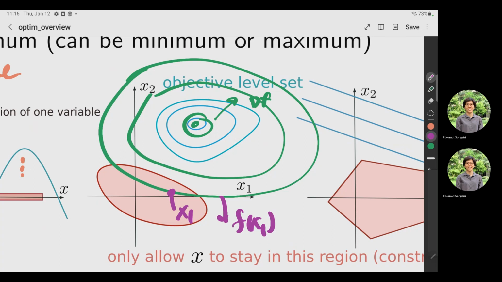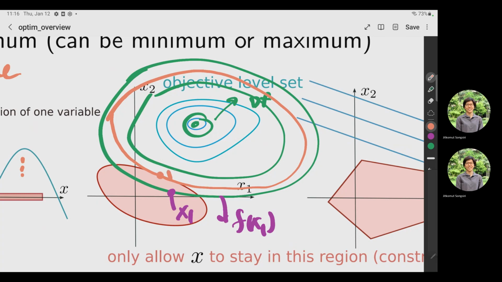But is that choice optimal yet? No, because the smaller the level set, the smaller the function values. My aim is to minimize the objective, right? So why don't I use this contour? Why don't I pick this level set? I know immediately that the orange level set corresponds to smaller value.